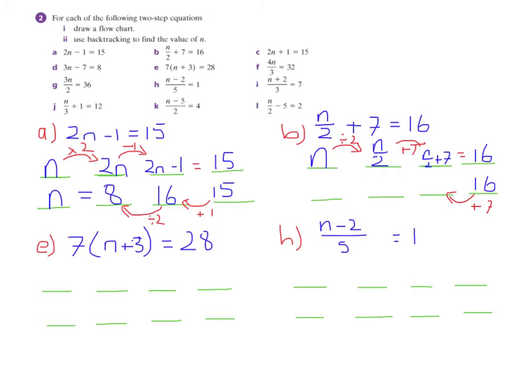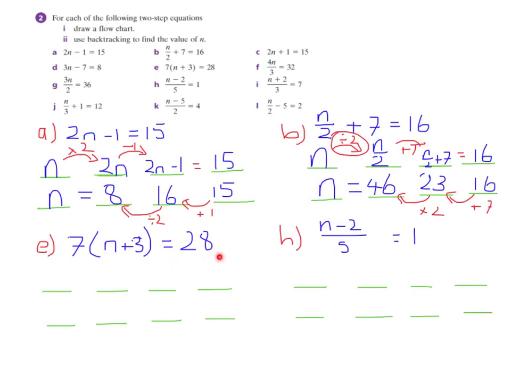Okay, so 16 plus 7. What's that? 16 plus 7? I can't even think. 23. Okay, so 23. Now this, over here, was divide by 2. Sorry, I should have had that one. Divide by 2. So what's our opposite of divide by 2? Is times 2. So 23 times 2 is 46. So we write n equals 46. So there is our answer.